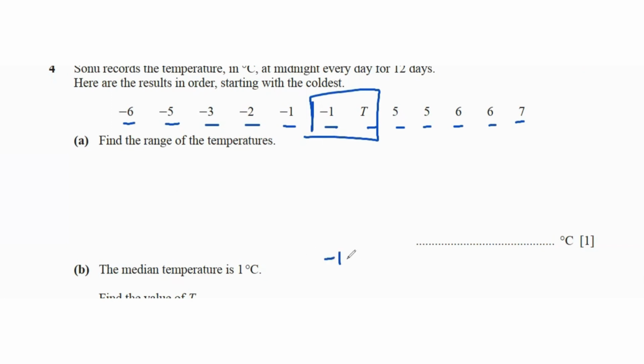So -1 plus T over 2 is going to equal 1. Why? Because since we have an even number of data values, our median is going to be the average of the two middle values. So two middle values are -1 and T, and we find the average that equals 1. So that means -1 plus T equals 2, and T is 2 plus 1, which is 3. So value of T is 3.